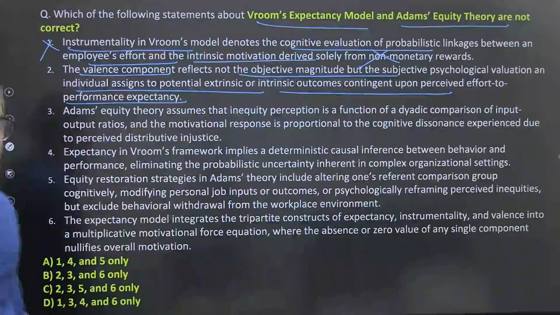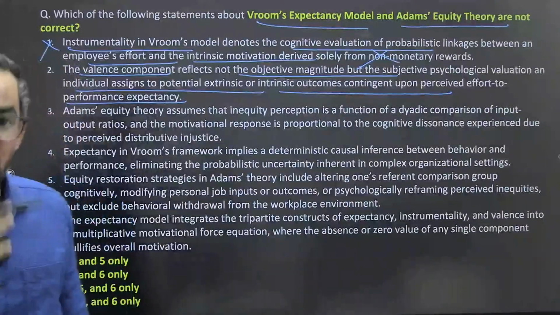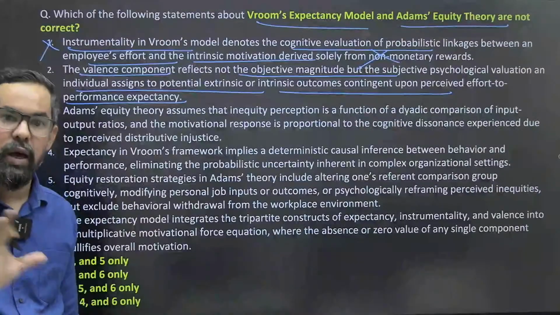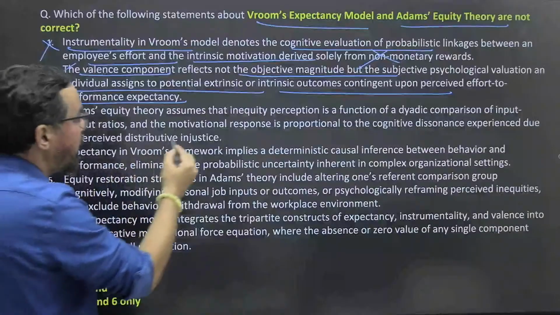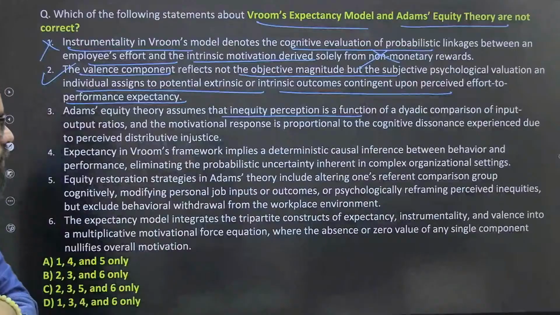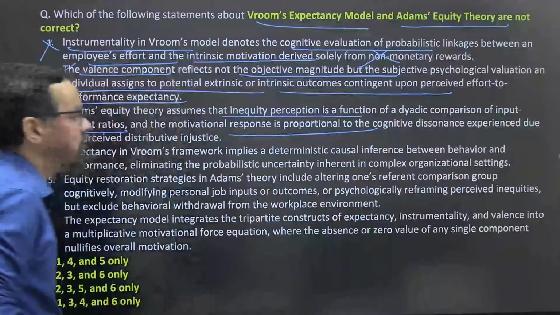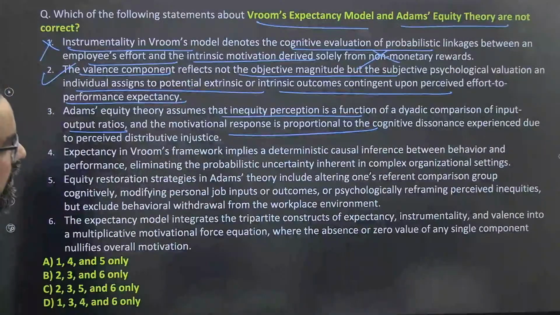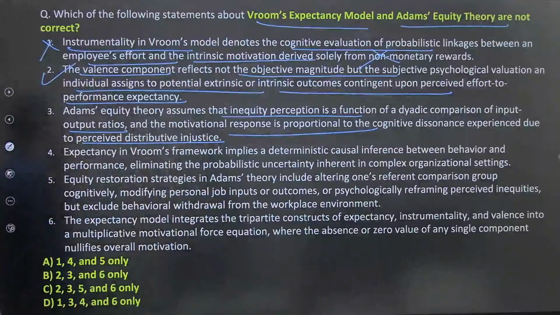Okay, what I have contributed to the organization by putting in 4 additional hours, and what the organization is giving me. Okay, is there value or not? Okay, that is balance. True, 100%. Adams' equity theory assumes that inequity perception is a function of direct comparison of input-output ratios, and the motivational response is proportional to the cognitive dissonance experienced due to perceived distributive injustice.